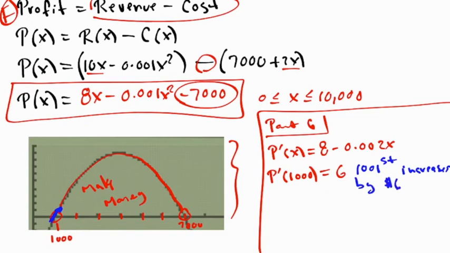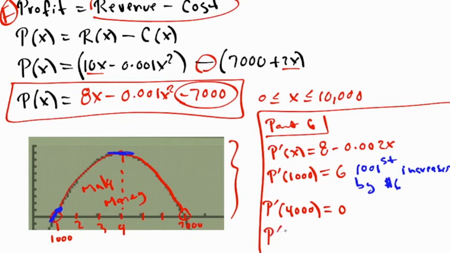All right, we want to do this again for 4,000. P prime of 4,000 gives us 0. 2,000, 3,000, 4,000 we see is right up here at the top. That gives us a horizontal tangent line. So the change in profit is 0. So the 4,000 first item is not going to increase profit at all.